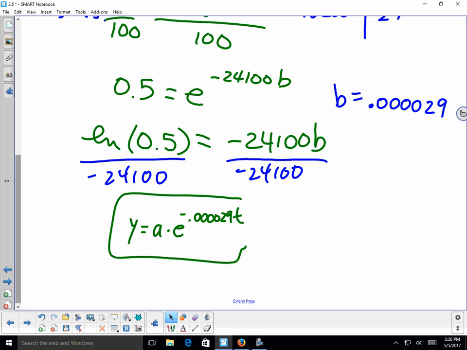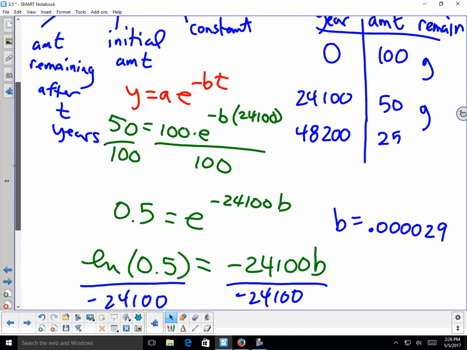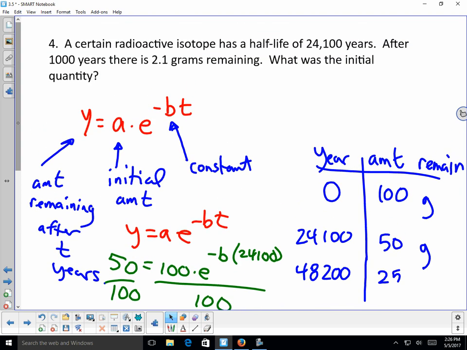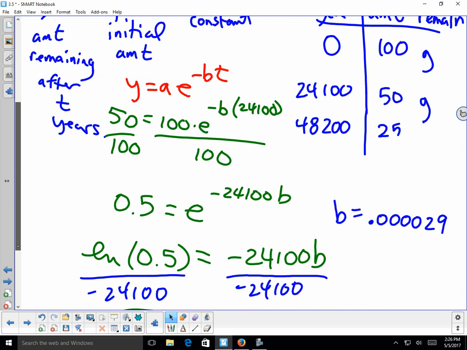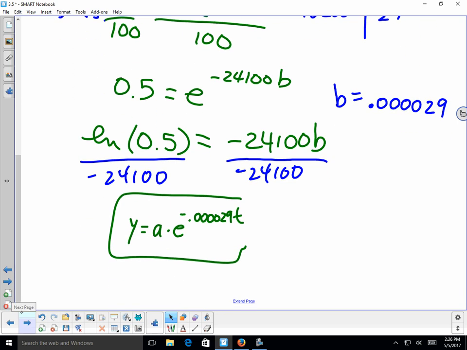At this point, now that we have the constant, now we're ready to answer the question, which was, after 1,000 years, there's 2.1 grams remaining, so what was the initial quantity? So where am I going to plug in the 1,000? 1,000 years, so that's going in for t. And it says that after 1,000 years, there was 2.1 grams remaining. So where does the 2.1 go, Trent?